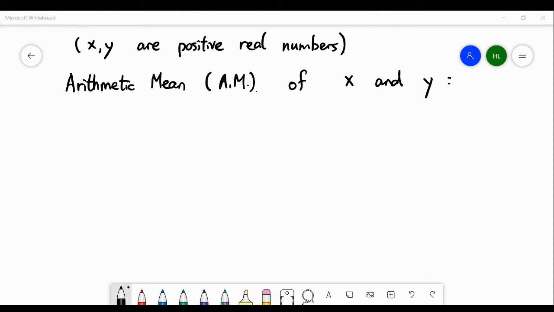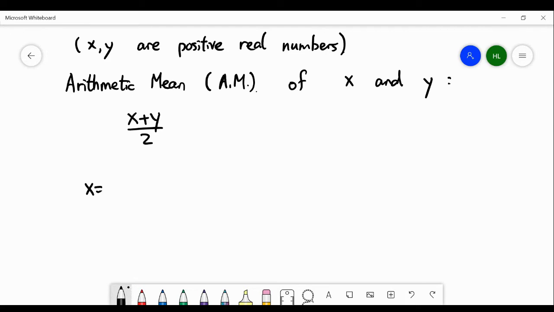So in this video, we'll introduce various means of two numbers x and y. And x and y are assumed to be positive real numbers. The first one is the most familiar one to many of us, which is called the arithmetic mean of x and y. Essentially, I'm just talking about the average of the two numbers. So basically, I can just add them up and divide by 2, right? So it is the easiest thing we can do.